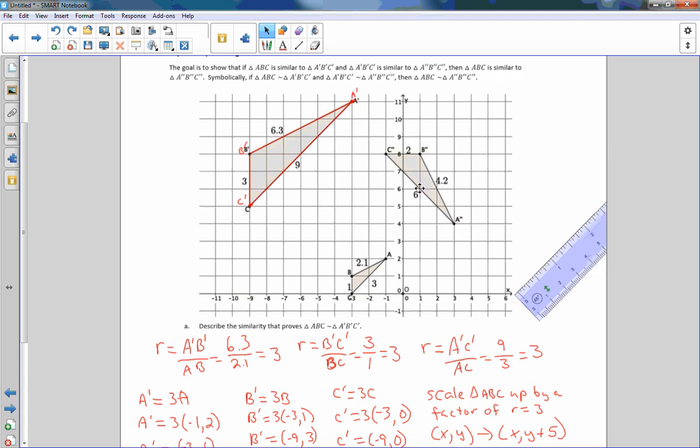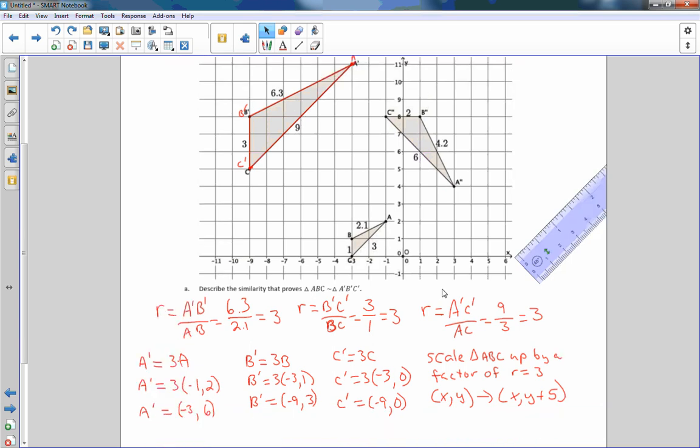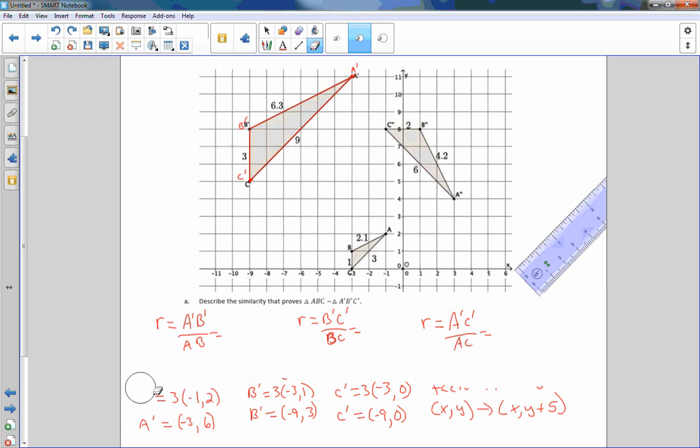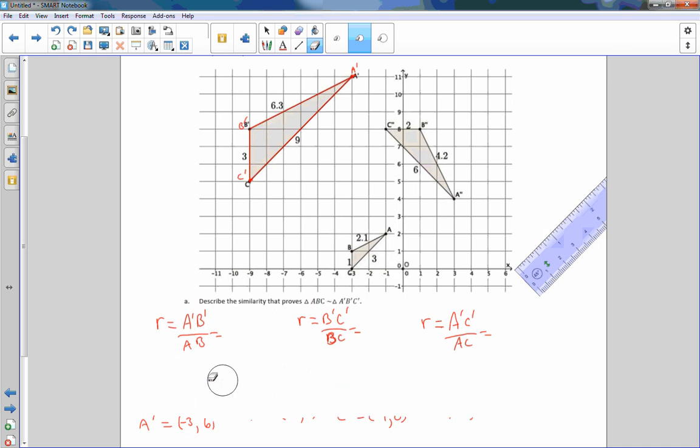So the first thing I'm going to do is determine the scale factor to get from here to here. I'm just going to do it down here so I don't have to go back and forth between pages. So let me just erase all of this.